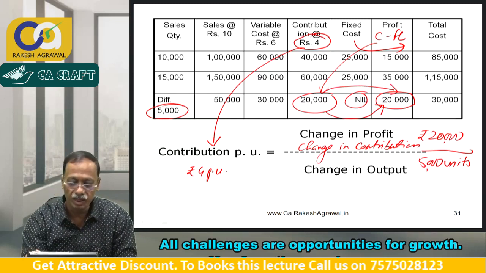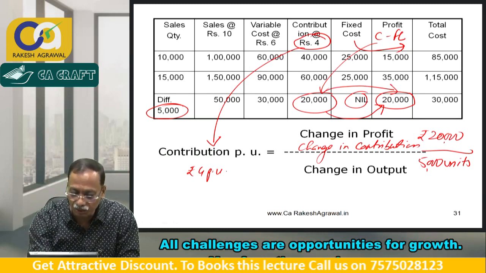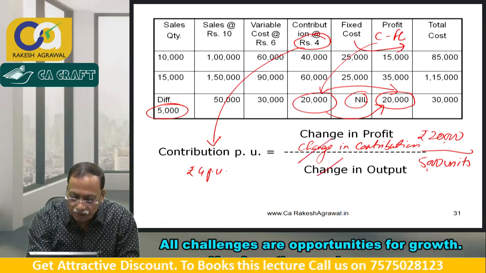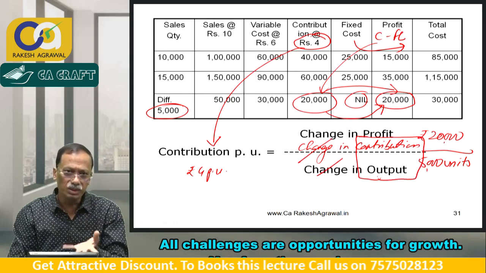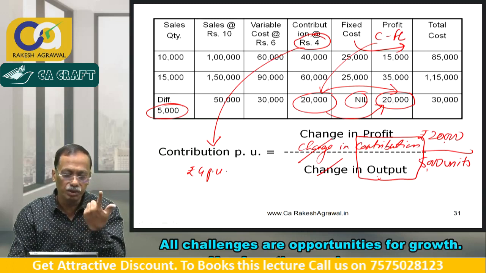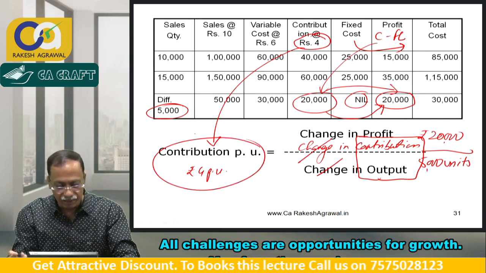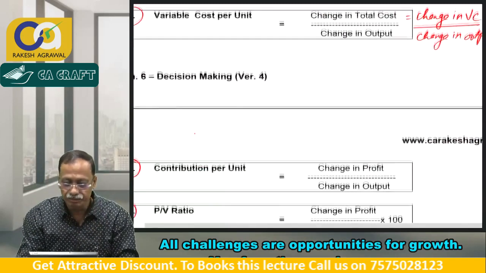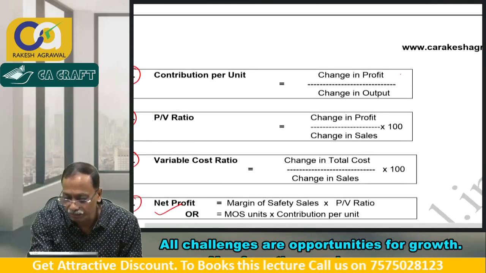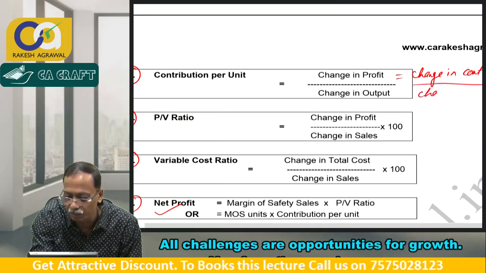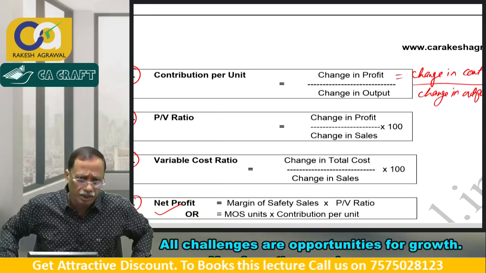So I have rewritten the formula: change in profit can be written as change in contribution upon change in output. Now delete this word change, and you get the formula contribution upon output. If contribution is divided by output, naturally we get contribution per unit of output, and that is what we got. So you can write in your notebook or in your printed notes that this change in profit is nothing but change in contribution. So this formula is change in contribution upon change in output. You can write it here in the printed notes or in your notebook.